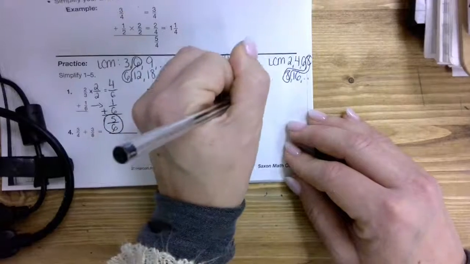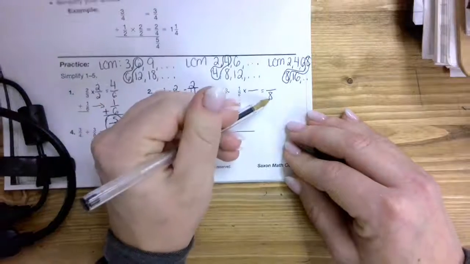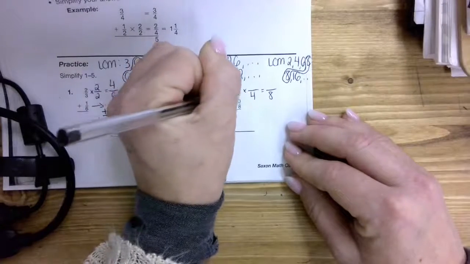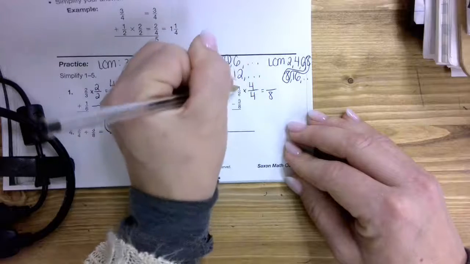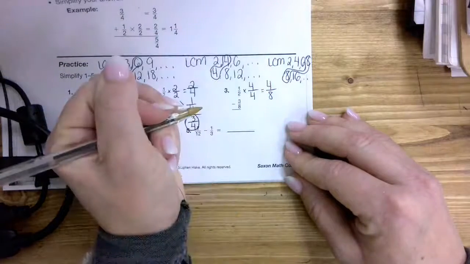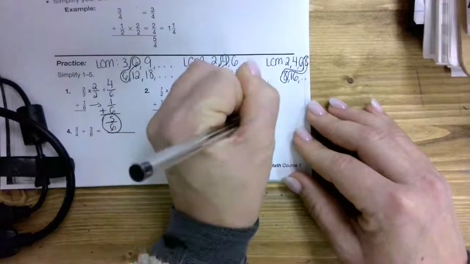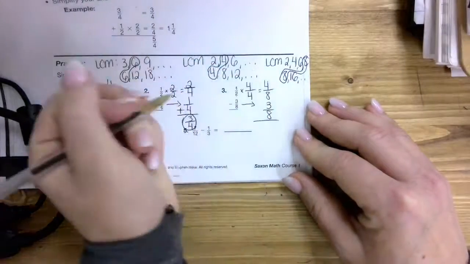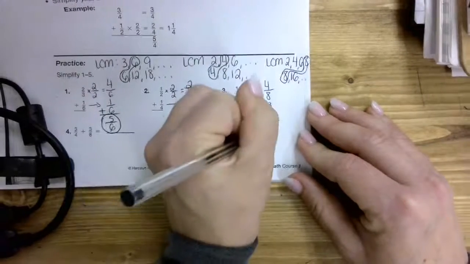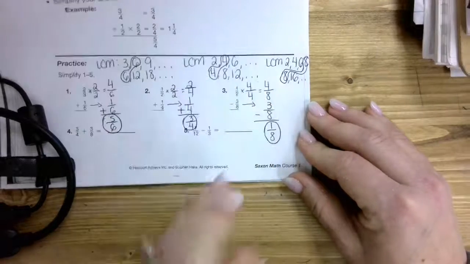So I'm going to mentally ask myself, what times 2 gives me 8? And you should say 4. Okay, so 2 times 4 is 8. So I need to multiply my 1 by 4 as well. And I get 4. Okay, so I have renamed my fraction. So I'm just going to scoot my 3/8 over, and this is a subtraction problem. So 4 minus 3 is 1, and then I bring down my denominator. And that's it for that one.